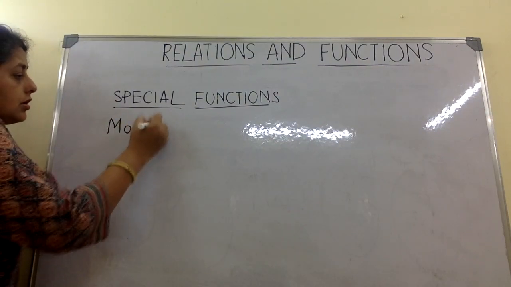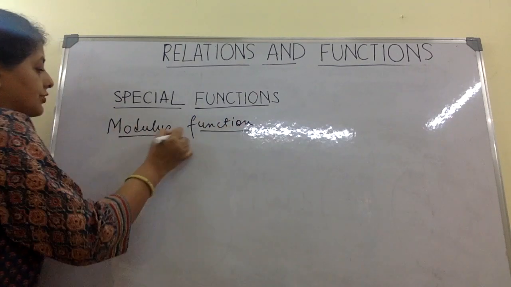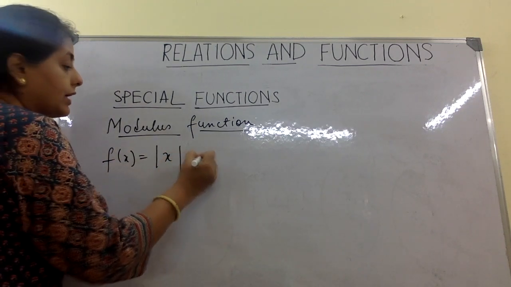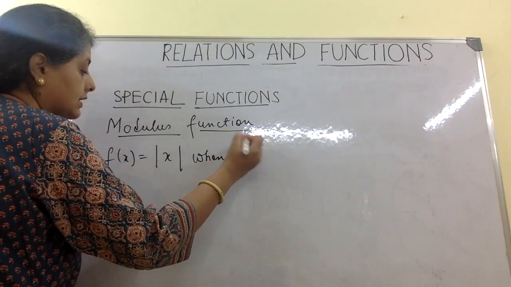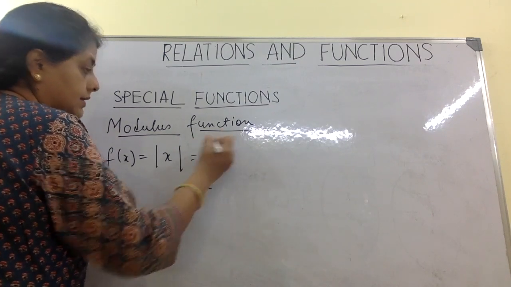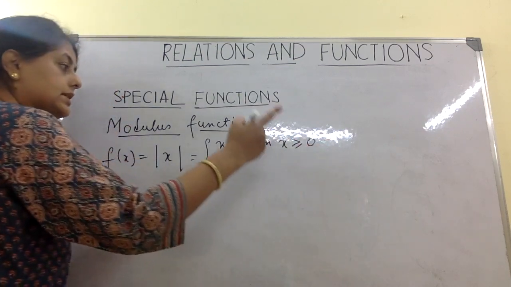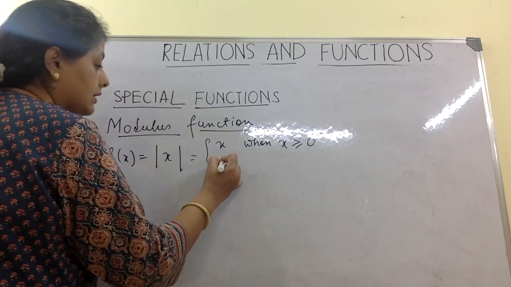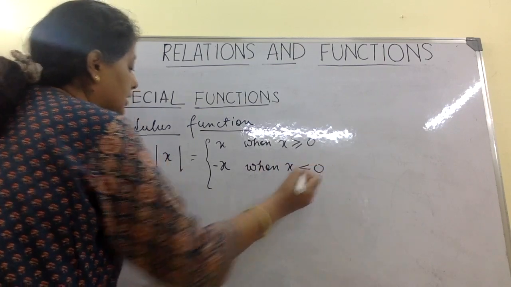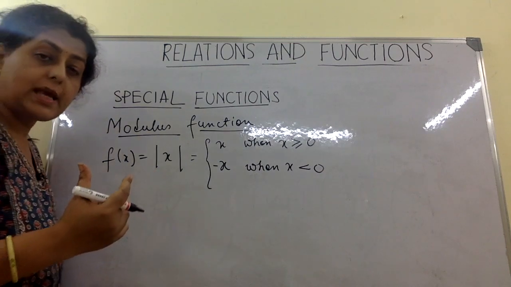Very important, modulus function. Now what is a modulus function? f(x) is equal to |x|, note this sign. It is equal to x when x is greater than or equal to 0, means x is either positive or 0, and minus x when x is negative. Now let us understand this. This is a modulus function. Now you already know this is modulus, or we call it absolute value.